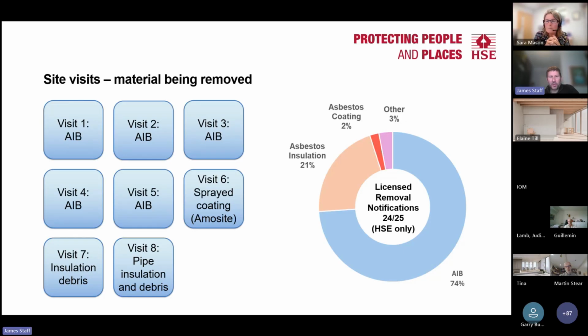If you compare that to the graph on the right, where you can see 74% of the notifications were for AIB, 21% for asbestos insulation, and a small amount, 2% for spray coating, you get an idea that the removals observed during the study were quite a fair representation of what we see in real life. So thinking about the asbestos types we'd expect to see, AIB primarily contains amosite, sometimes with a smaller amount of chrysotile as well. The spray coating in the 6th visit was also amosite, though crocidolite is also common in spray coatings. So overall, we expected to see predominantly amosite in these samples.